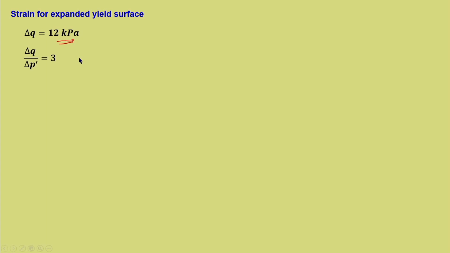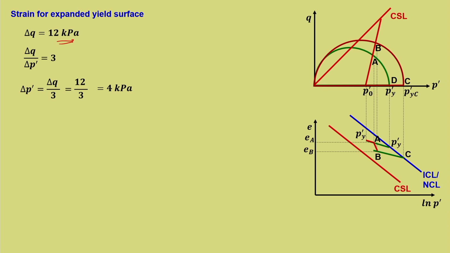Delta q upon delta p dash is equal to 3, because we need to find out, if delta q is equal to 12 kilopascal, what will be delta p dash. So, delta p dash is equal to delta q by 3, that is equal to 12 by 3, which is equal to 4 kilopascal. So, delta p dash is known.